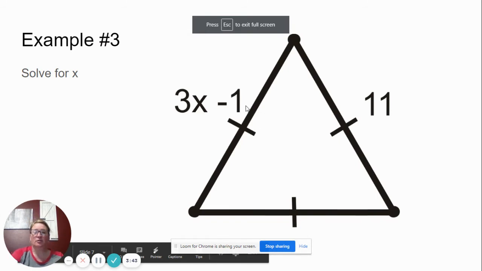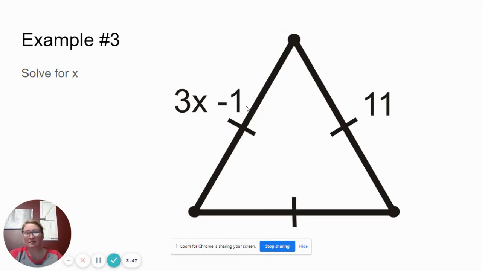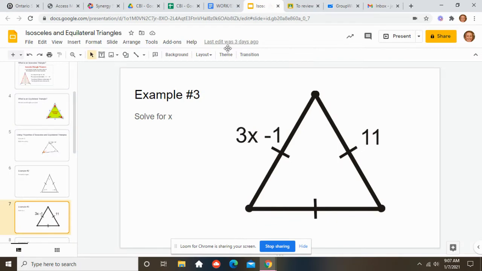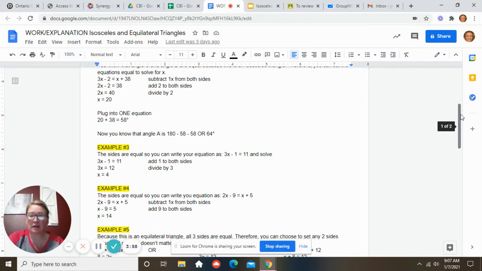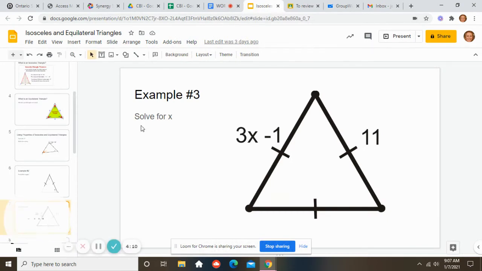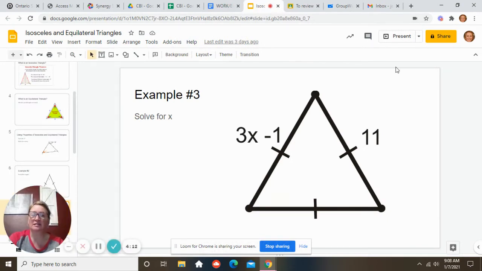All right, so here's an example of having to find side lengths. And again, you can see that those two sides are equal. So that means that we're going to set them equal to be able to solve. So if we go to example 3 right here, you'll see that 3x minus 1 is equal to 11, and we would solve, and x would be equal to 4. Okay?